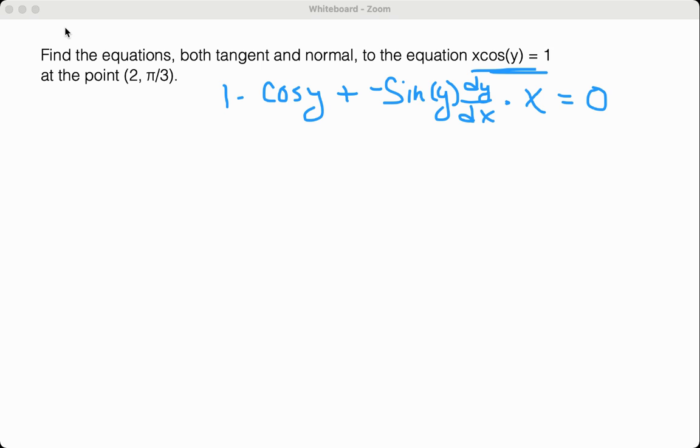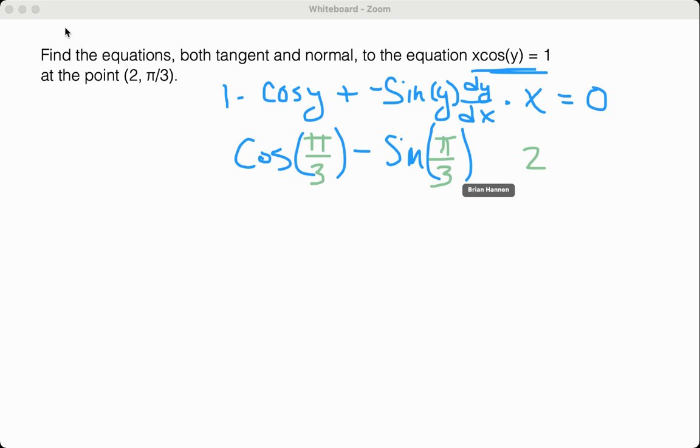So we've got that. And as we learned in our last video, sometimes it is easier to just go ahead and plug the numbers straight in here. For example, I might put in pi over 3 where there's a y value. I might put in 2 where there's an x value, thinking that this will make all of this a little easier. So let's see, we have 1 times cosine of this minus sine of pi over 3 dy dx times 2 equals 0.